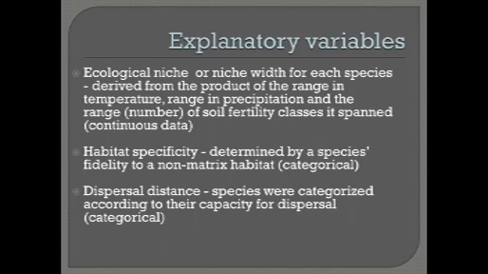And then dispersal distance, species were categorized according to their capacity for dispersal. This was by looking at the morphology of the seeds and whether they could in fact disperse further than 100 meters, then they were considered as long distance dispersers. Those that didn't have the morphology to disperse long distances but were dispersed mainly by gravity were short or localized dispersers, and medium dispersers were dispersal in between those classes.